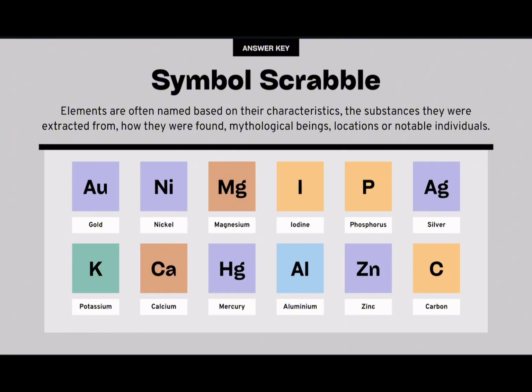These are the answers. Elements are often named based on their characteristics, the substances they were extracted from, how they were found, mythological beings, locations, or notable individuals. Au for gold, Ni for nickel, Mg for magnesium, I for iodine, P for phosphorus, Ag for silver, K for potassium, Ca for calcium, Hg for mercury, Al for aluminium, Zn for zinc, and C for carbon.